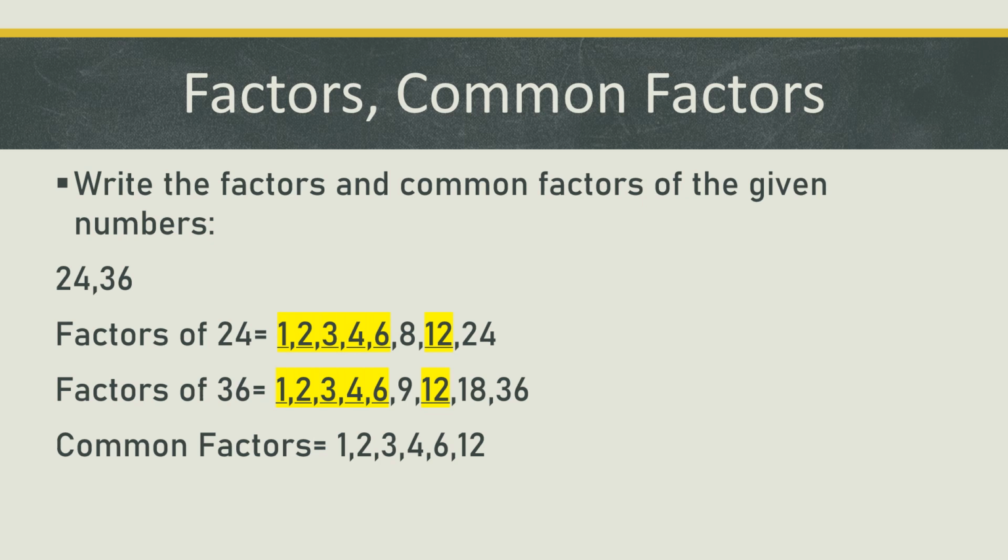Then factors of 36. 1 36 is 36. After 1 I have 2. So 2 18s are 36. I wrote both the numbers. 3 12s are 36. I wrote both the numbers. 4 9s are 36 and 6 6s are 36. So again 1 is there in both the factors, I wrote. 2 we have in both, I wrote. Similarly 3, 4, 6 and 12.